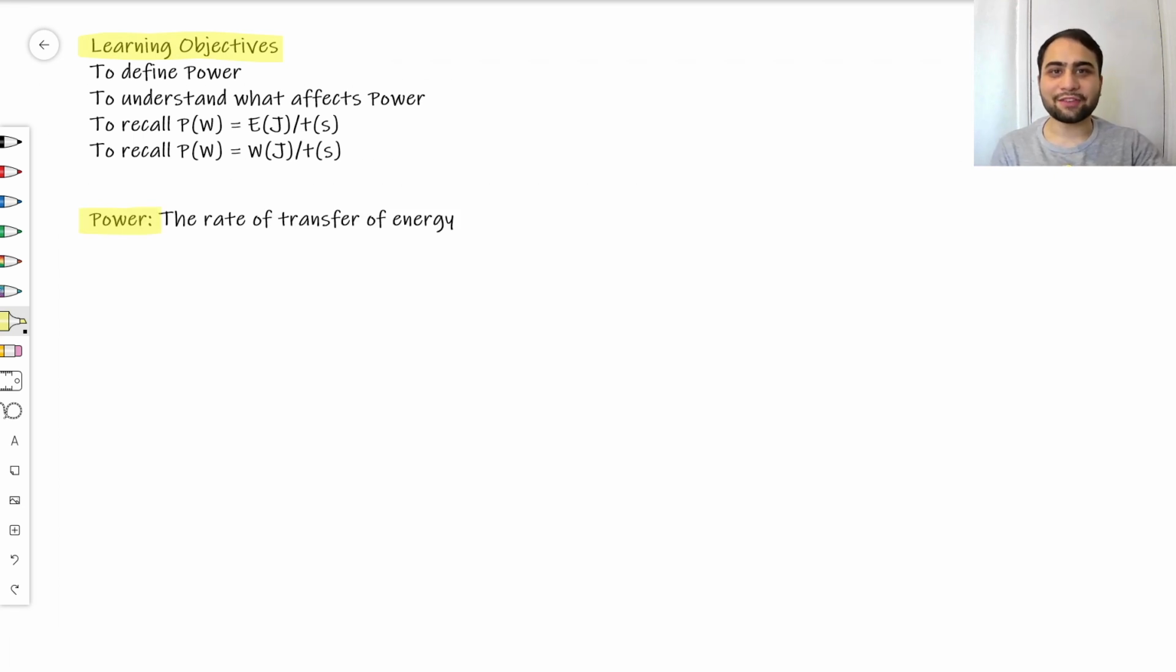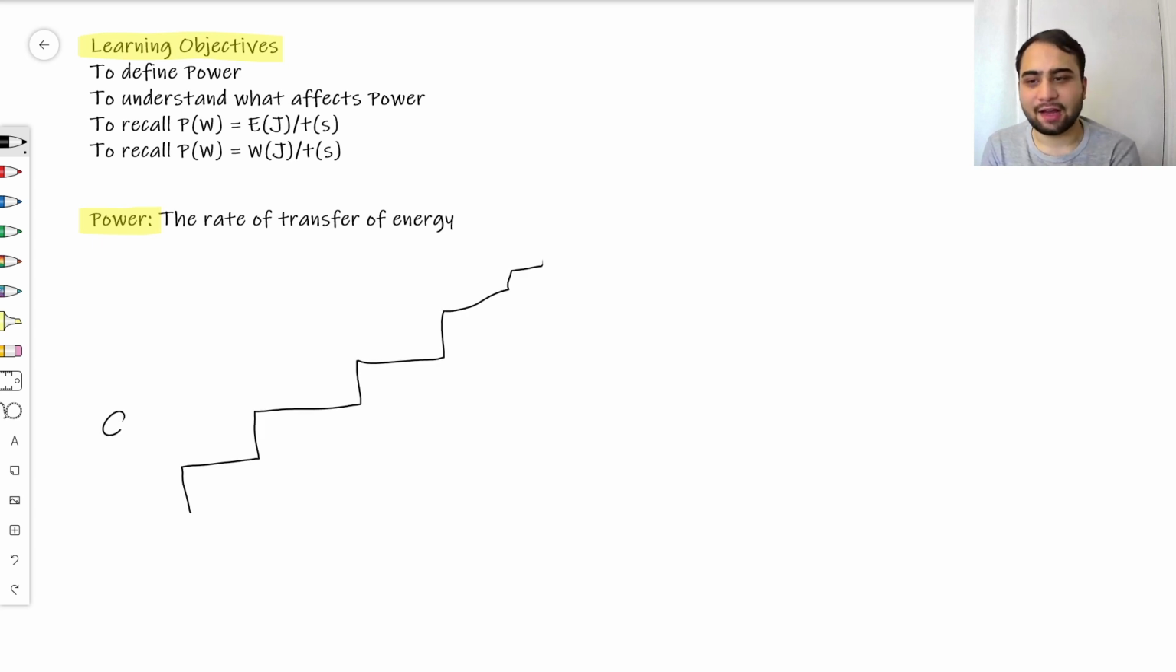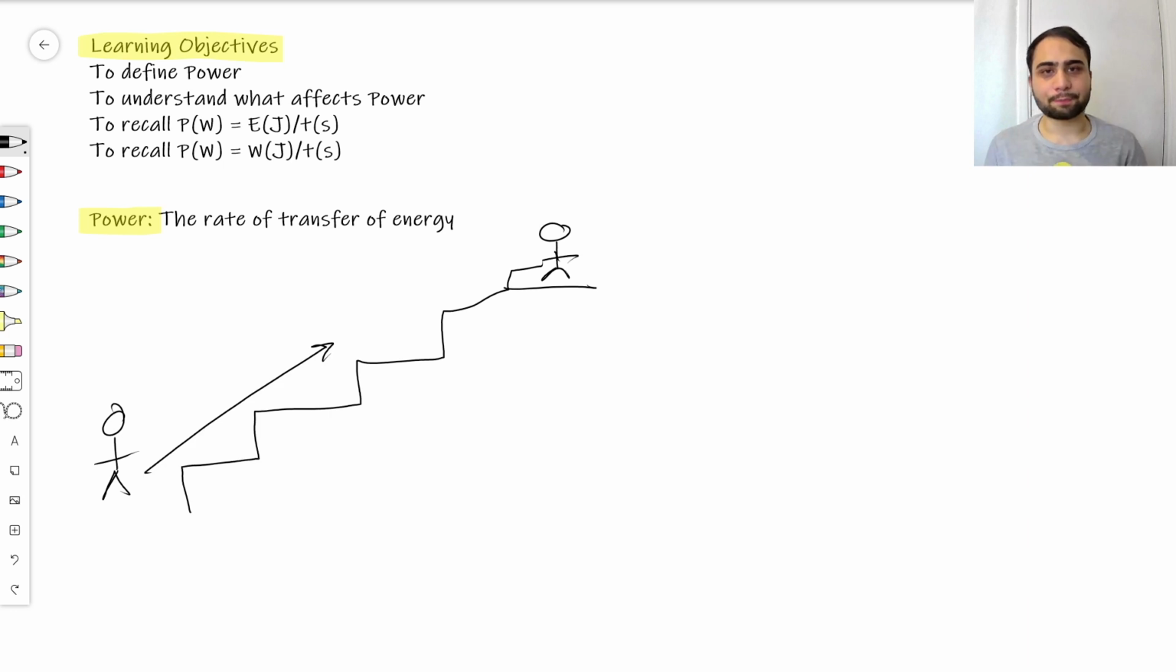Okay, so let's start having a look at what power actually is. Power is nothing but the rate of transfer of energy. So let's give a more visual example of this. I have a staircase, and I have my little stick man up here. Now my little stick man wants to run up the steps to reach the top. When the stick man goes up the steps, he does work against gravity. So we're looking at work done here.